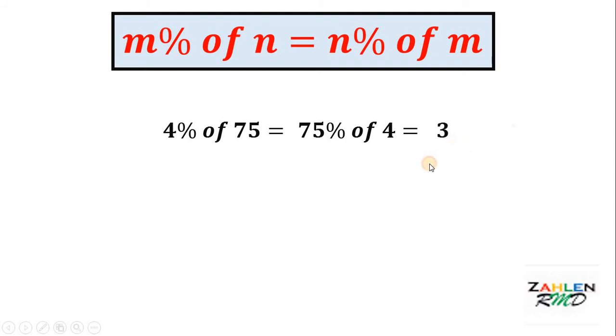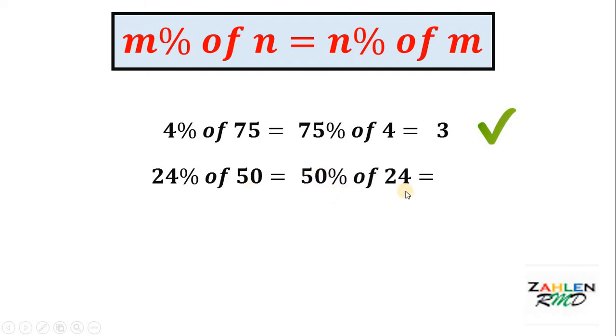Now another example is 24% of 50. 24% of 50, maybe you can do it in 3 seconds, but 50% of 24, definitely you can do it in just 3 seconds. 50% is just 1/2, so 1/2 of 24 will give us 12, and the answer is 12. So 24% of 50 is also just 12.